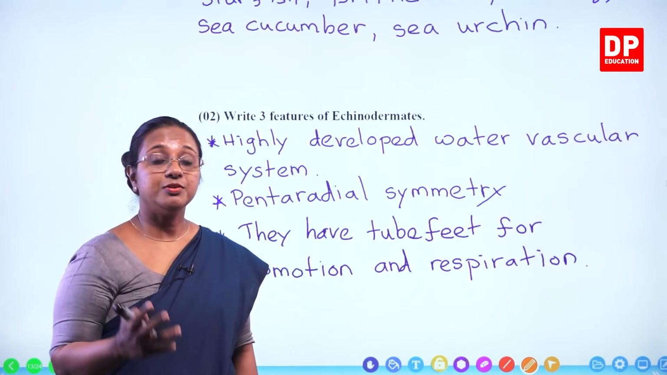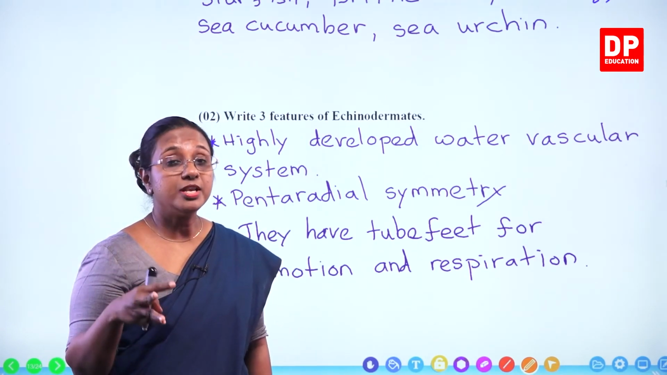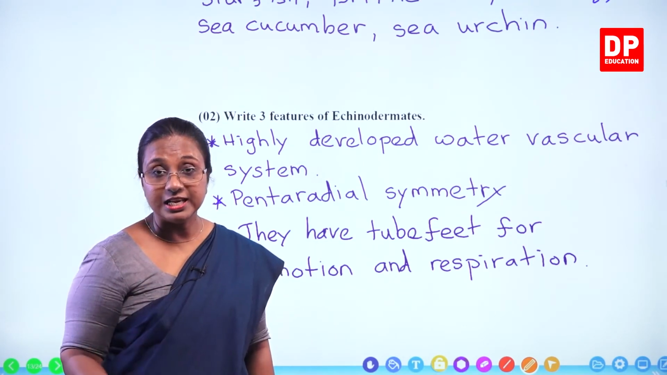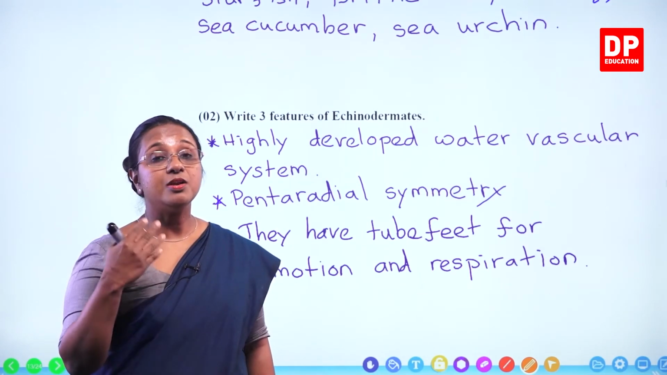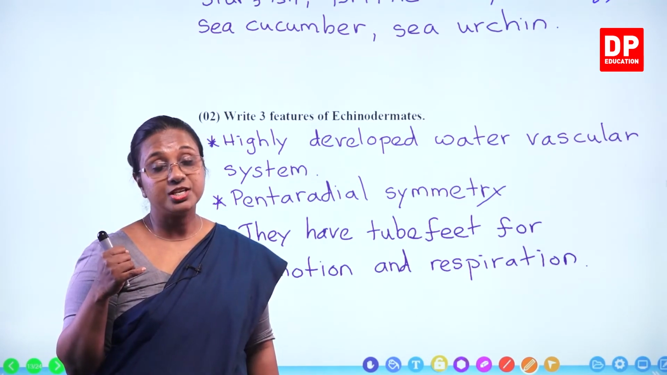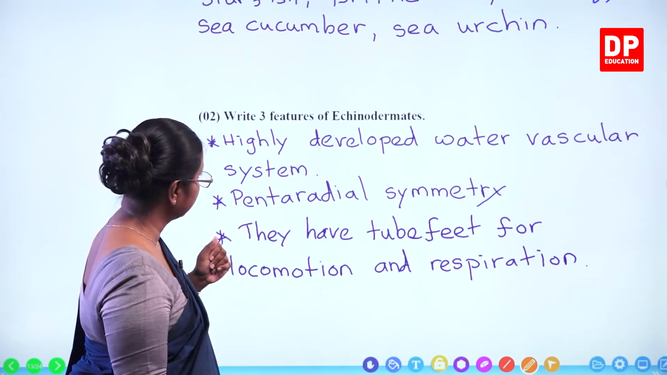In addition to that, you can say multicellular, triploblastic, coelomic organisms. Body is divided into 5 radial arms. All are marine organisms, and also they carry out sexual reproduction. All those are features of echinodermates.